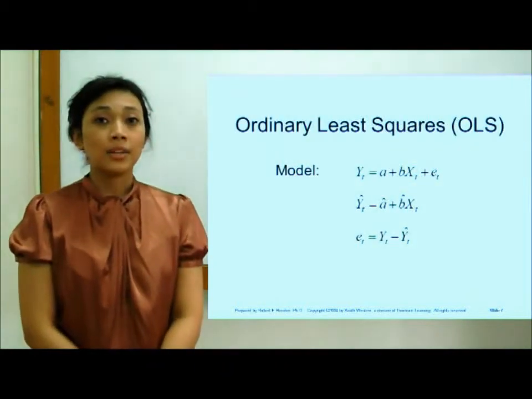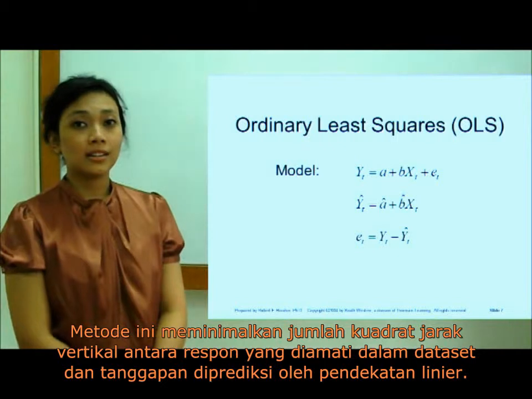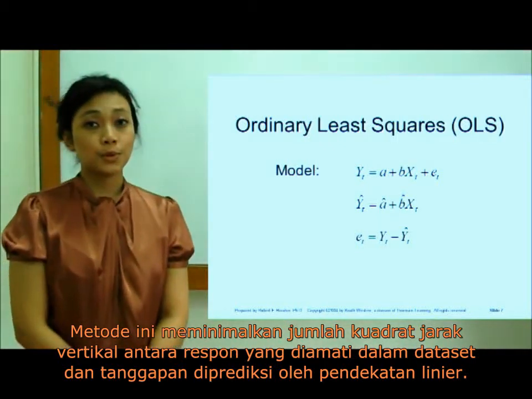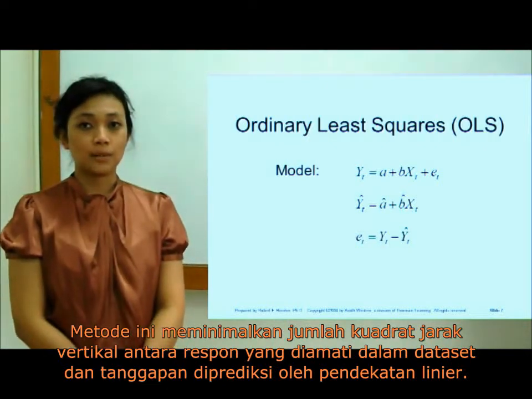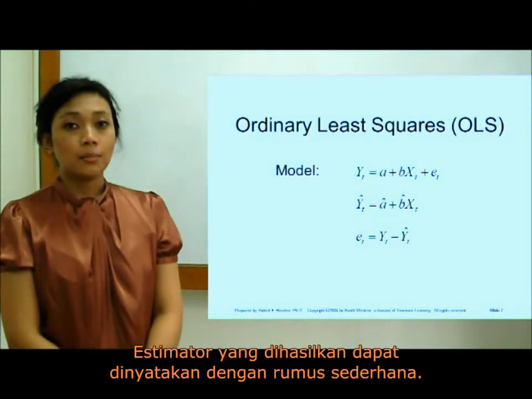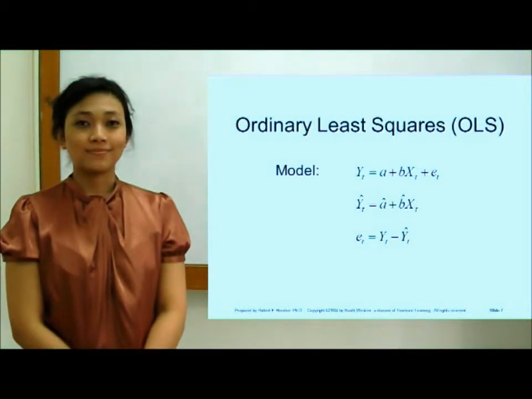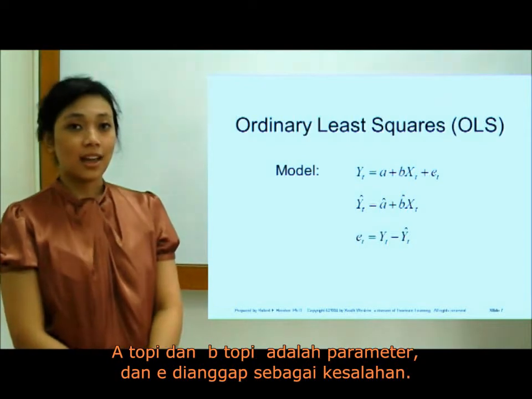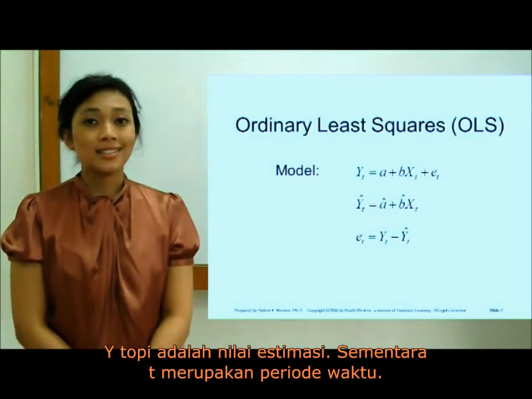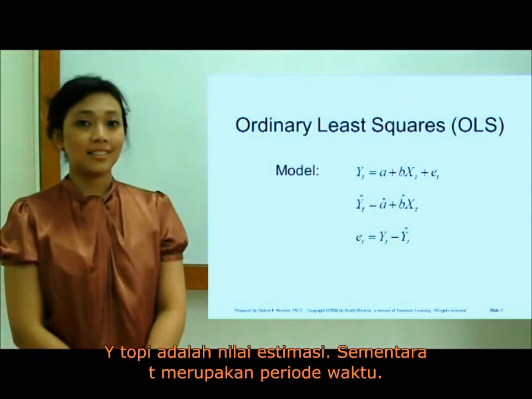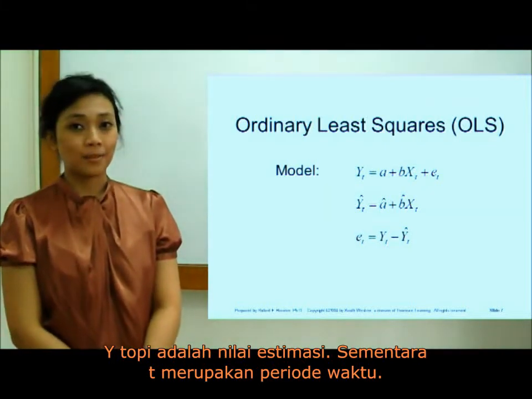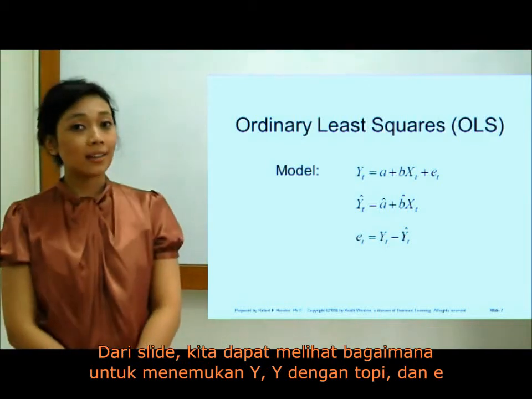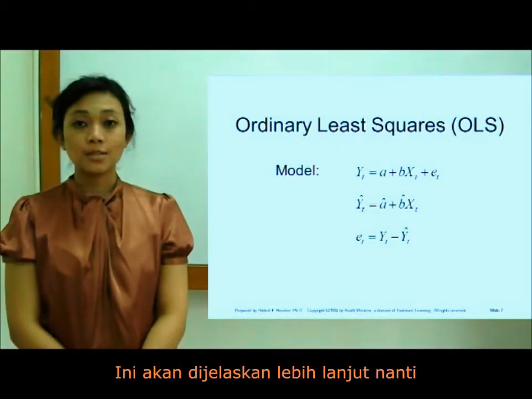OLS minimizes the sum of squared vertical distances between the observed responses in the dataset and the responses predicted by the linear approximation. The resulting estimator can be expressed by a simple formula. A hat and B hat are parameters, E is considered as error. Y hat is the estimated value, meanwhile T represents the period of time. From the slide, we can see how to find Y hat and E. It will be explained further later.